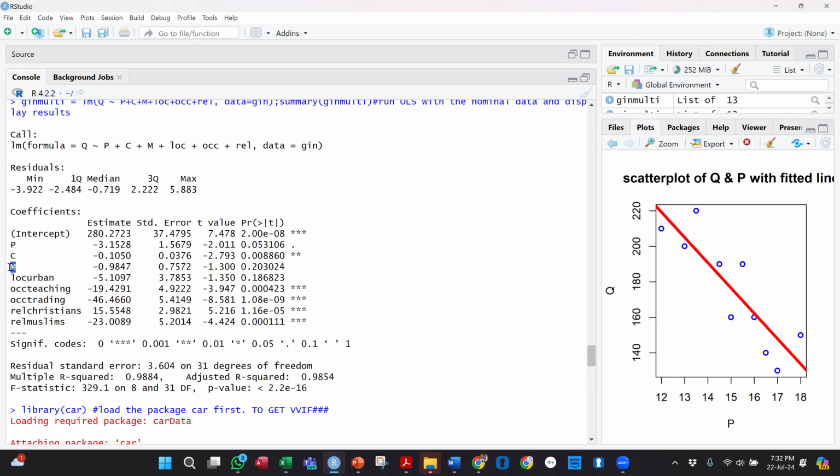A 1 unit increase in the price of gin decreases the quantity demanded of gin bitters by 3.15 units.